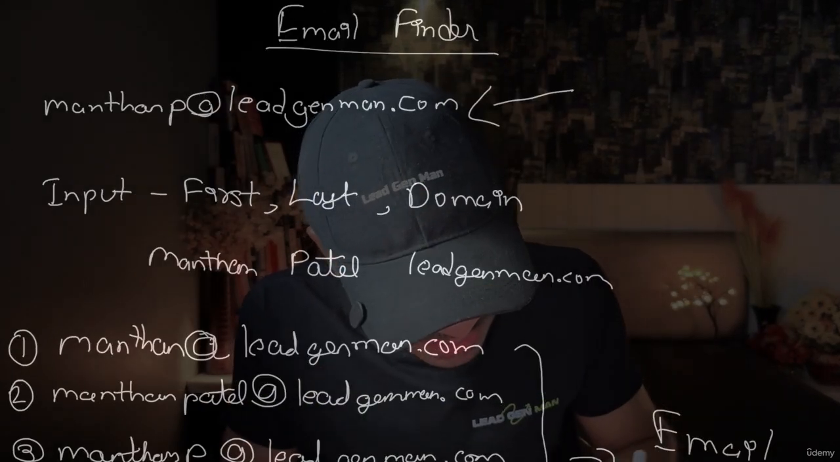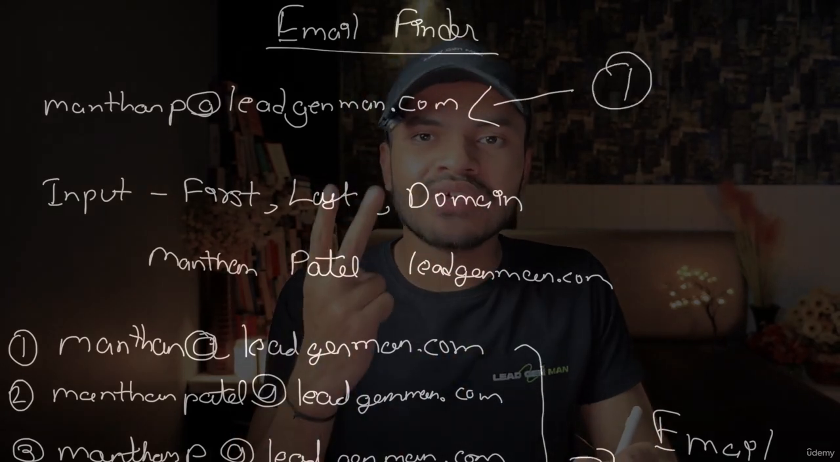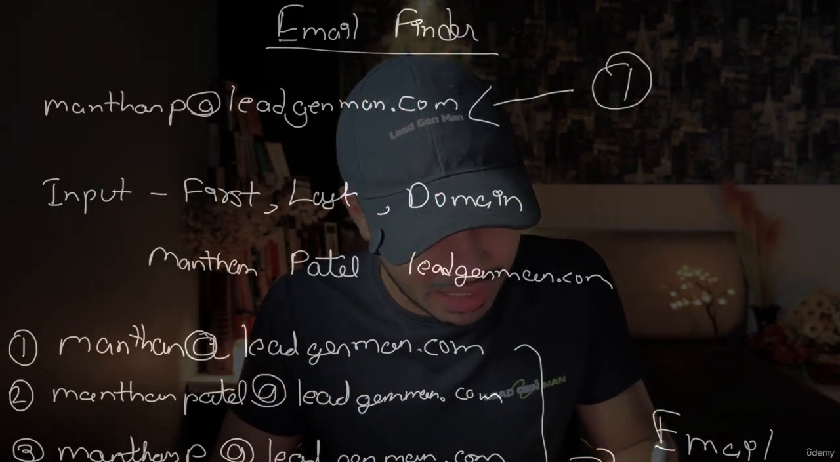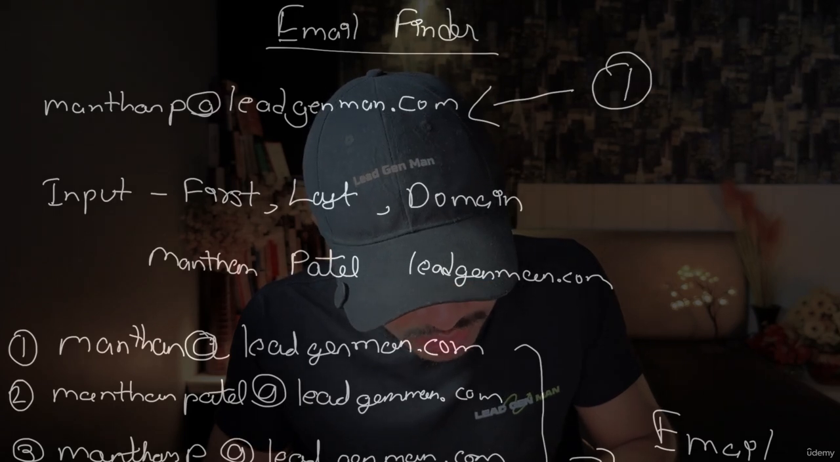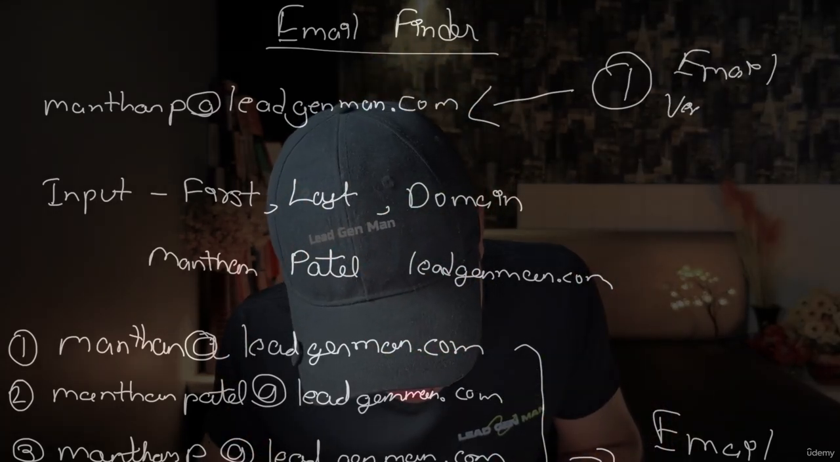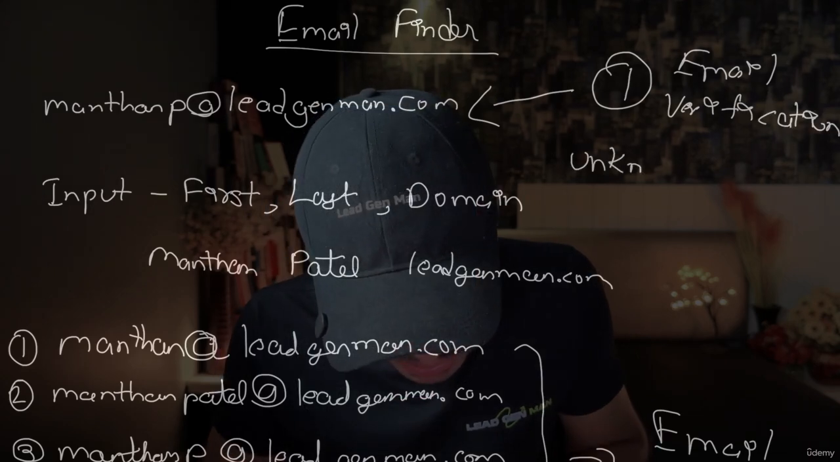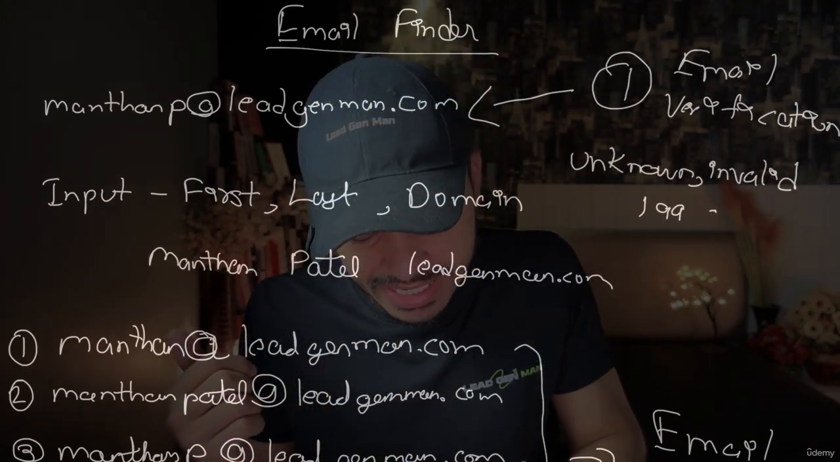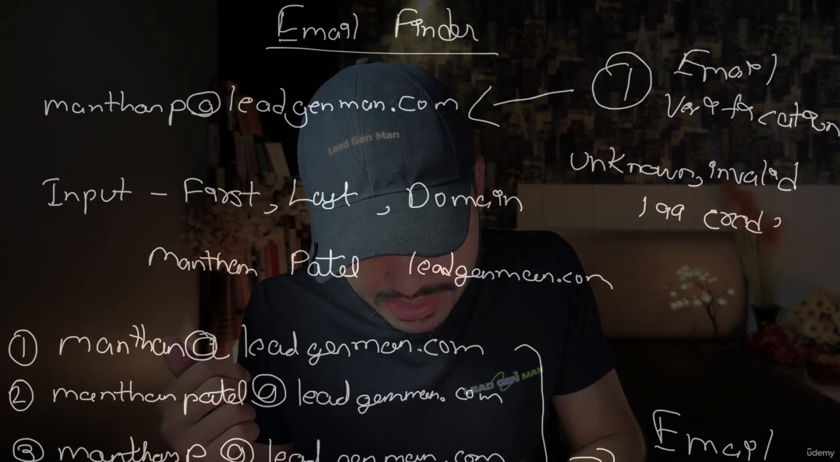So let's take this example. I am able to create 200 different variations from this permutation and combination, but only one email address is valid, this one. So I only have to pay 1 credit from my email verification subscription. And for unknown and invalid email addresses, it will return all of those 199 credits back to you. Yeah, so that's the whole game here.